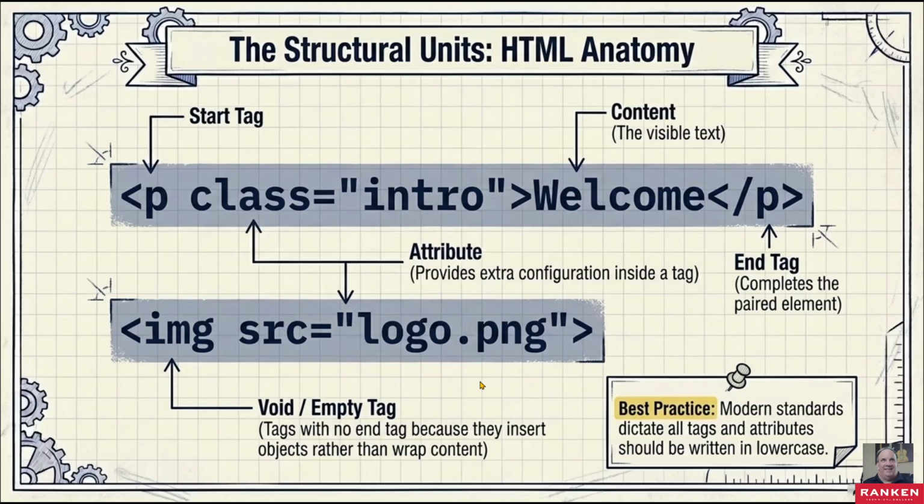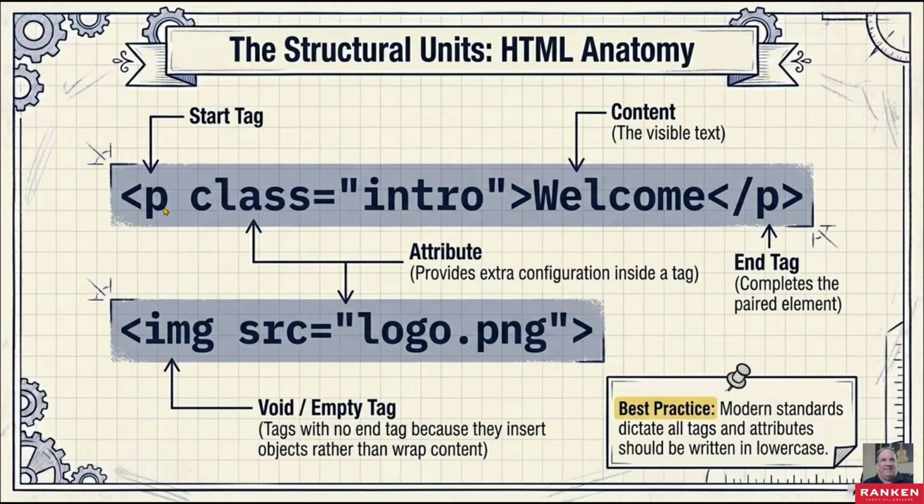Okay. The structural units, the HTML anatomy. So here's what one of the tags looks like, okay? This is a paragraph tag. All HTML tags start with a less than sign and end with a greater than sign, right? Brackets. Some tags have an end tag, a complete end tag. Some of them do not. An image tag does not, but a paragraph does.